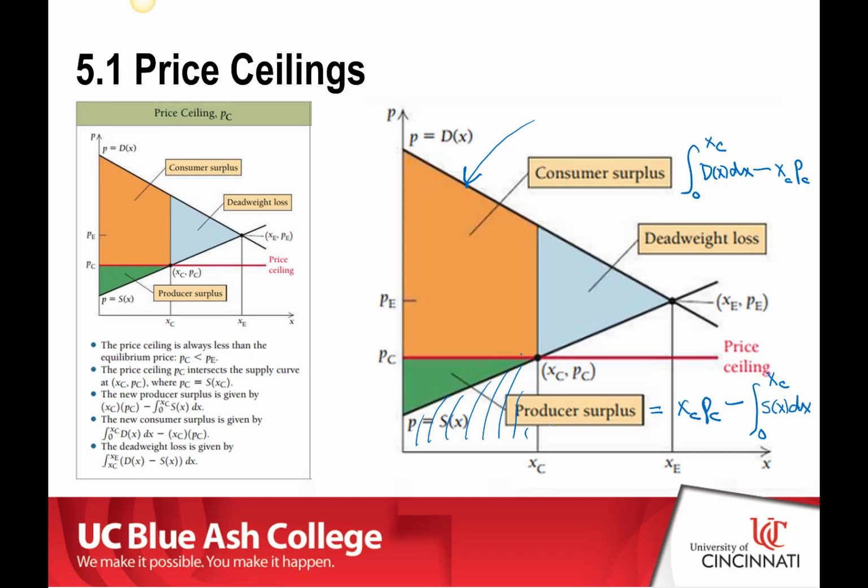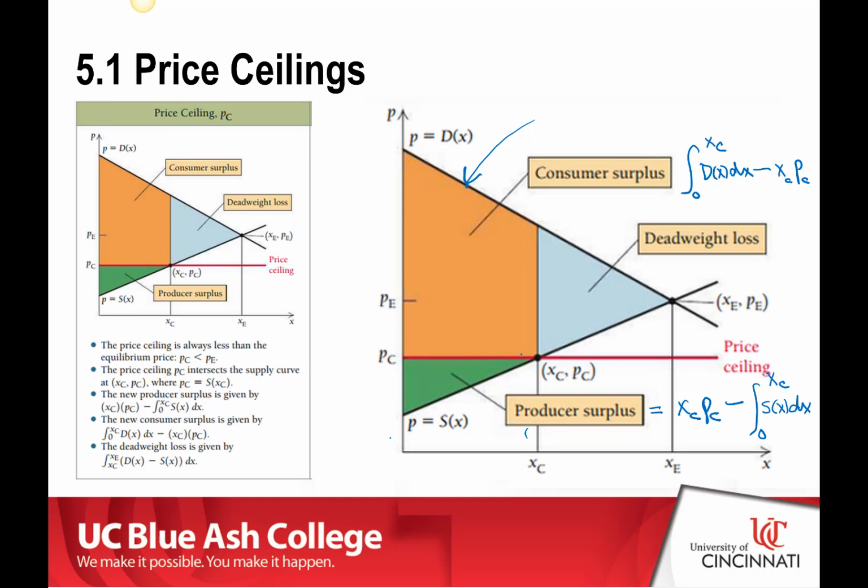dx. The producer and consumer surplus formulas are very similar to what we used in the Part 1 movie. The only difference being that we are now changing our limits from our equilibrium quantity to a ceiling quantity, from our equilibrium price to a ceiling price.